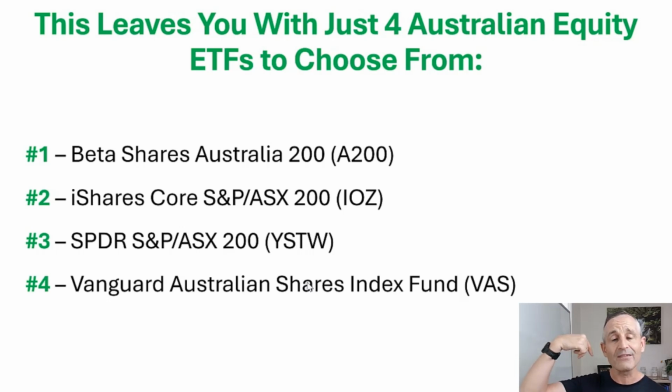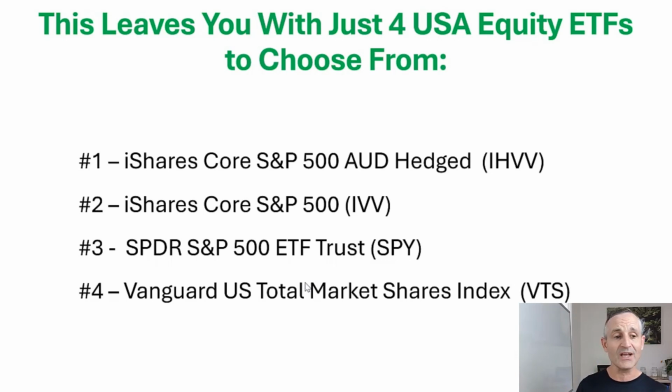Now, if we applied the same 4-step filter system to the US shares, it would also bring 11 exchange-traded funds down to just 4. The iShares Core S&P 500 Australian dollar hedged. So what this means is they take out the fluctuations that occur in currency. You've got the iShares Core S&P 500, you've got the SPDR S&P 500 ETF Trust, and then you've got the Vanguard US Total Market Shares Index.